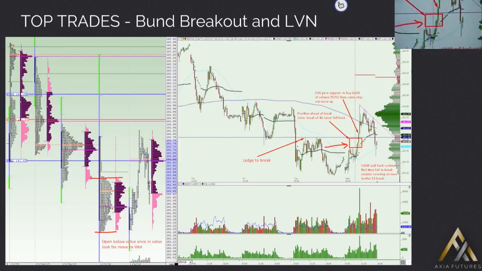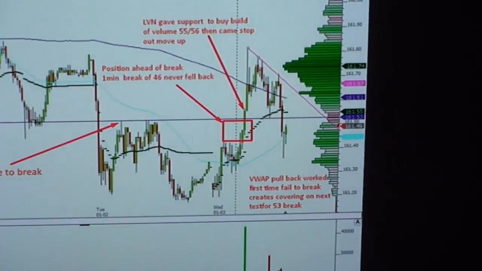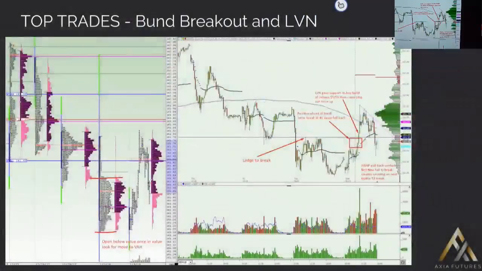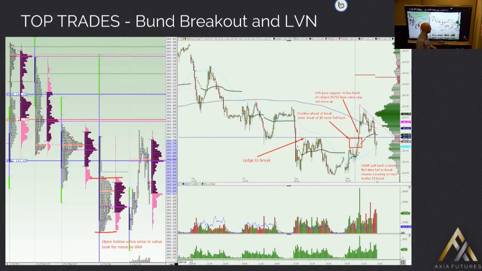Nevertheless, even if this doesn't work, even if you don't manage to get in before we get the break, you then also get an additional opportunity to buy. And this will be shown up very nicely in the video. Around 55, 56 is what happens: you get this breakout and then a build of volume. And so I'll show you that in the video in a moment.